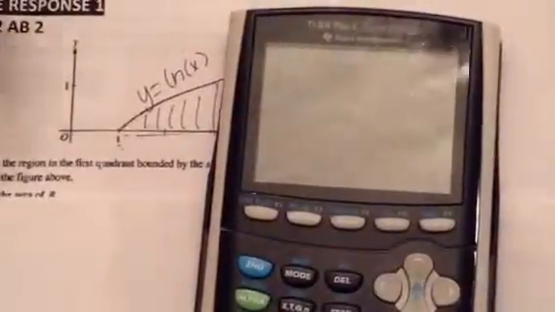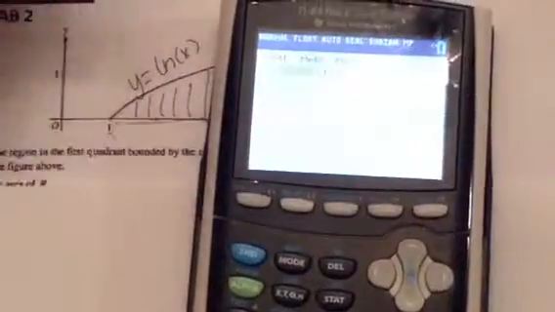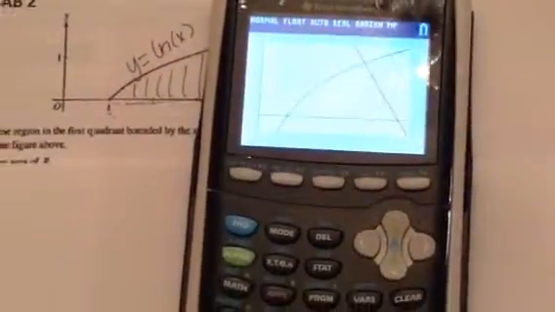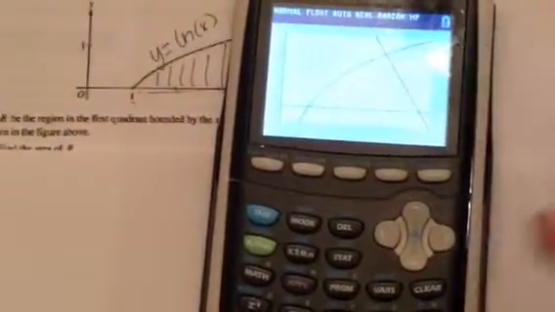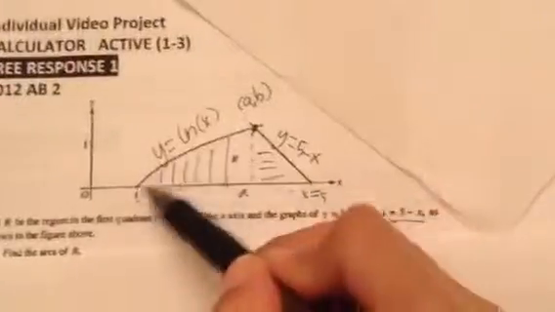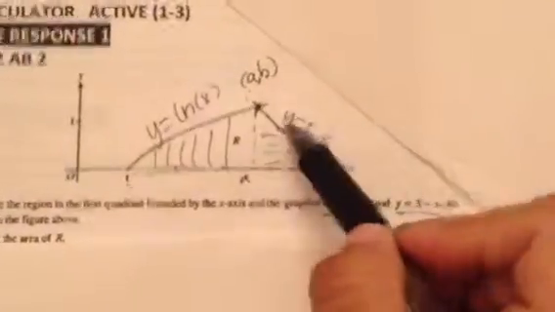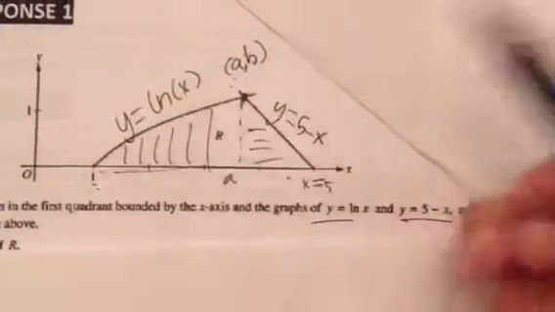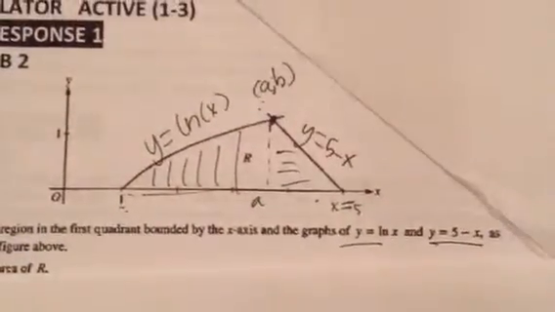And so to find out which line is which, we go to our calculators, hit y equals, and we plug in the equations, hit graph, and these are the graphs, the lines that we are given. So we go back to the figure and we label it. This line right here is y equals ln x, and this one is y equals 5 minus x, and they intersect at point AB, as I've decided to call it. And so let's move to part A.